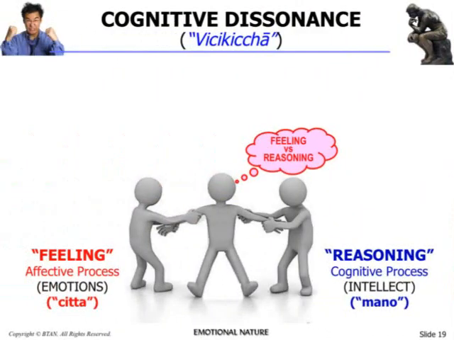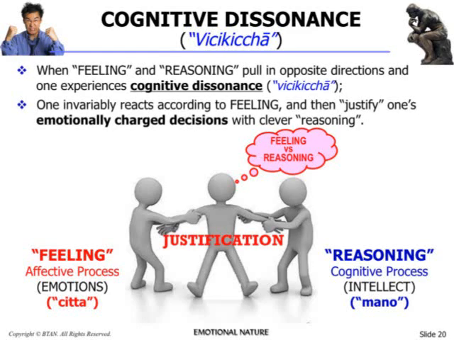What is cognitive dissonance? It is actually the mind being pulled in opposite directions. On one side, you have feelings, emotions, affective process pulling in one direction. On the other end, you have reasoning, intellect, and thinking pulling in the other direction. So you have feeling and thinking pulling in opposite directions. So your mind is being torn. Dissonance means being stretched in 2 different directions. So your mind is being pulled in 2 different directions, but most of the time it will go towards the direction of the emotions.